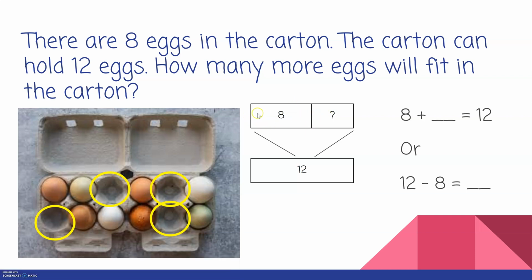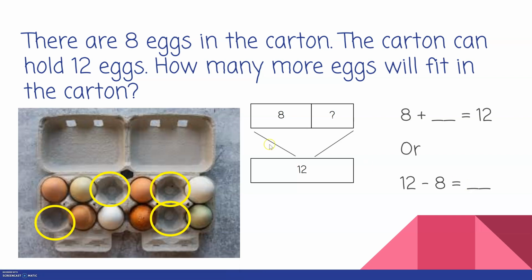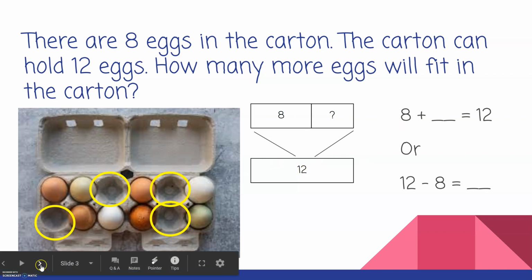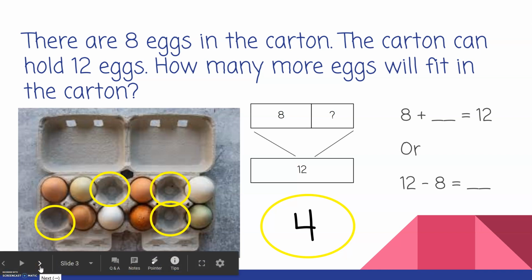So what I also did is there's 8 and then there's a missing number and it adds up to 12. So we're looking for that missing added. So 8 plus something equals 12. The other way we could do that is subtract. 12 minus 8 equals that mystery number, that mystery added, because of our fact families. We know that our fact families work out that way. So our answer to this problem, how many more eggs will fit in the carton, is 4. Thumbs up if you got 4, and that's awesome. I'm very proud of your hard work. Let's keep going with today's lesson.